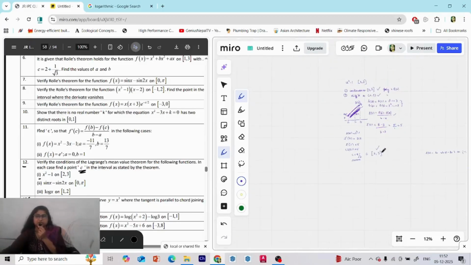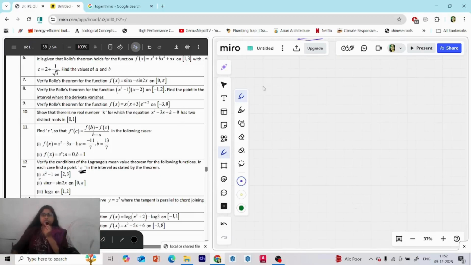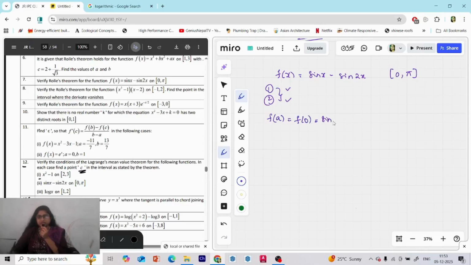Okay, look at the second question. The second one: f of x is equal to sin x minus sin 2x on the interval 0, pi. Again it's a trigonometric function, so conditions 1 and 2 are satisfied: it is continuous and it is differentiable in the same interval. For the third one, let us first see what f of a and f of b are. f of a, that is f of 0, is sin 0 minus sin 2 into 0, which is 0 minus 0, 0.